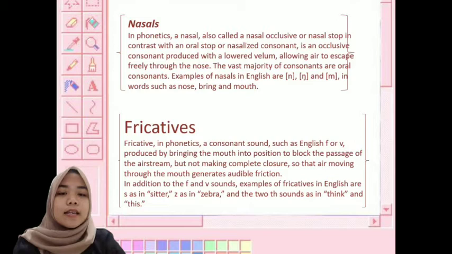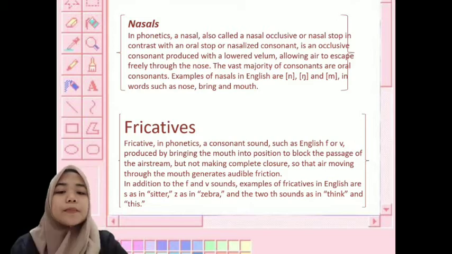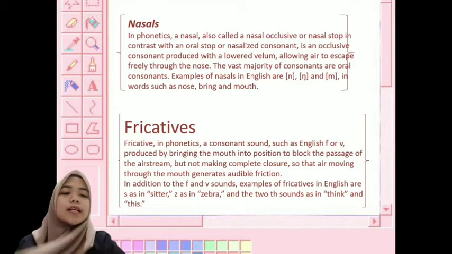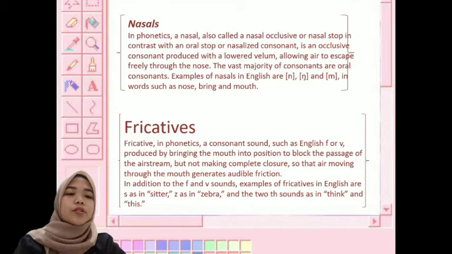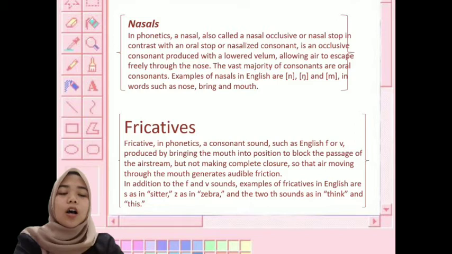Nasals. In phonetics, a nasal, also called a nasal occlusive or nasal stop, in contrast with an oral stop or nasalized consonant, is an occlusive consonant produced with a lowered velum, allowing air to escape freely through the nose.